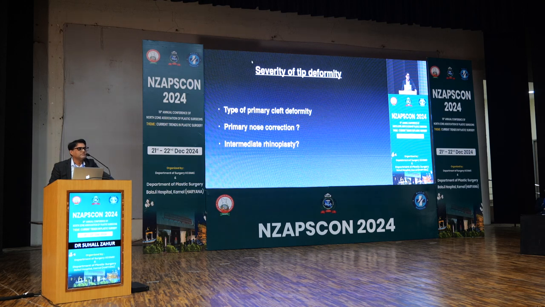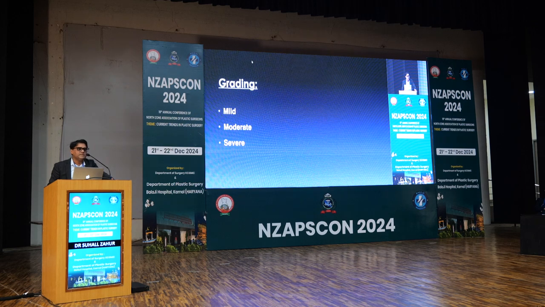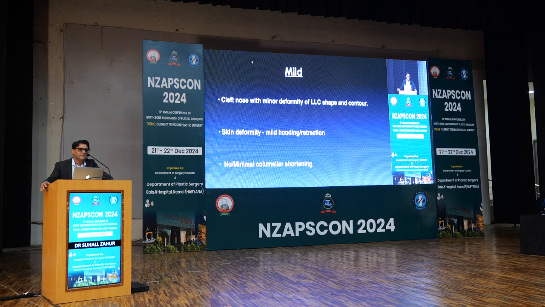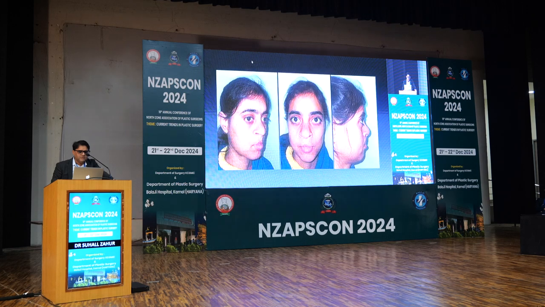These are important because the noses which you get result from the answers to these 3 questions. So if the answer to these 3 questions is yes, then what we get is a mild type of deformity. So mild is something where for the lower lateral cartilage, there are minor deformities of the shape and contour. There is minor deformity of the skin in the form of hooding, and the columella is more or less normal. So this is one of the examples.